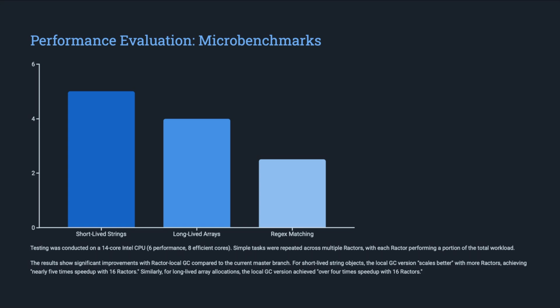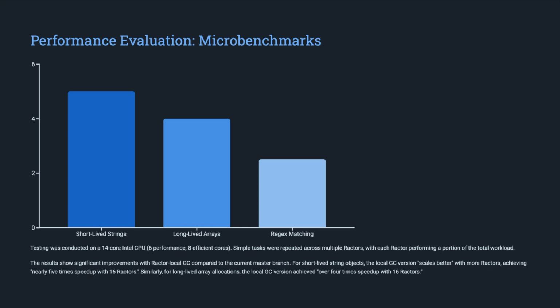The source said it showed almost no parallel benefits. Wow. So the global GC was just bottlenecking everything. Any numbers? Yeah, they showed speed-up ratios. Like with 16 Ractors, the local GC version was apparently getting close to a 5x speed-up compared to the single Ractor baseline. The master version speed-up just flattened out completely. A 5x improvement just by changing the GC strategy in that case.